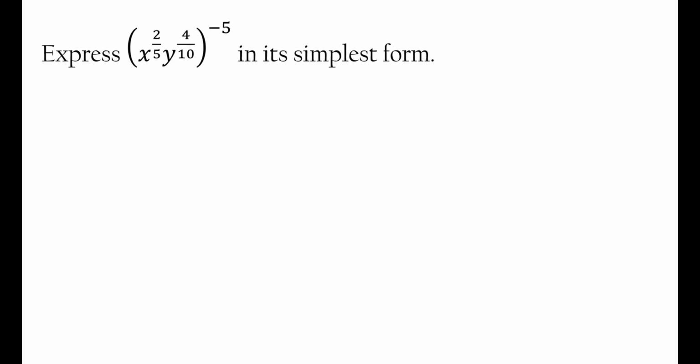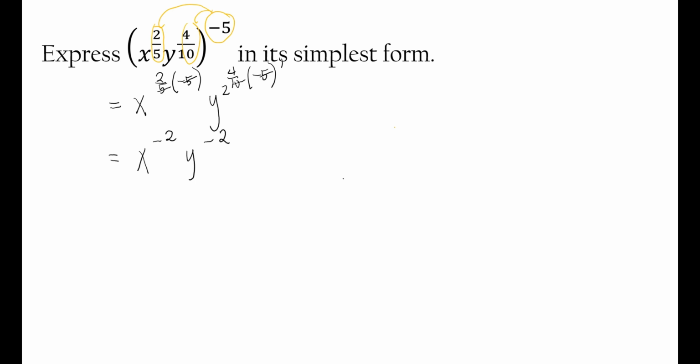Express the quantity of x raised to 2/5 times y raised to 4/10, all raised to -5, in its simplest form. As we may observe in this example, we can apply the laws of exponents by multiplying the outer exponent -5 to the exponents inside the parentheses. Doing so, this expression would be equal to x raised to 2/5 times -5, times y raised to 4/10 times -5. Simplifying the exponents, we cancel this out, and that would be equal to -2. For y, you may cancel this out to 1 and this to 2. So -4/2, and that is equal to -2.